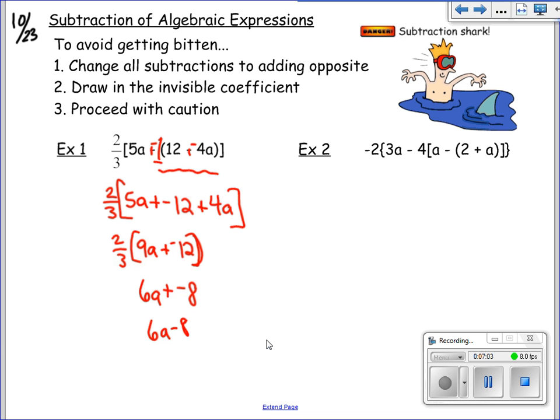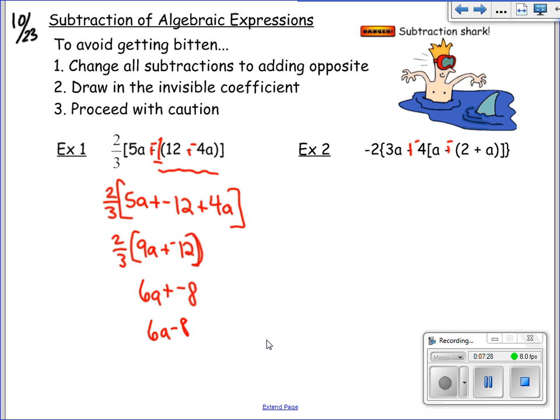Okay, so Mrs. Doble told me to avoid getting bitten. I need to change all the subtractions to adding the opposite. Okay, there's a bunch of subtractions here. We have 3a minus 4a, so we're going to make this plus a -4a. Minus, so we're going to make this plus the opposite of that quantity. All right, did that, check that box.